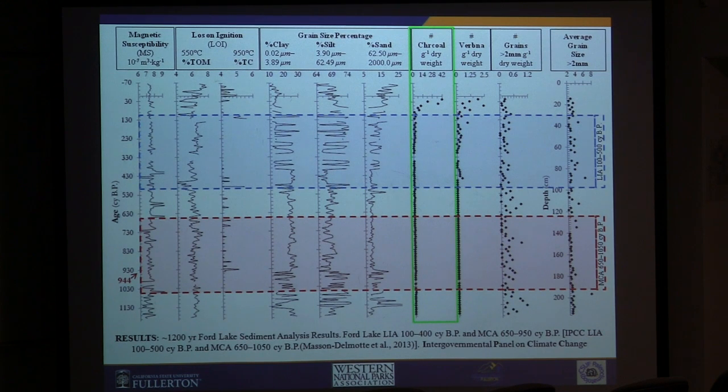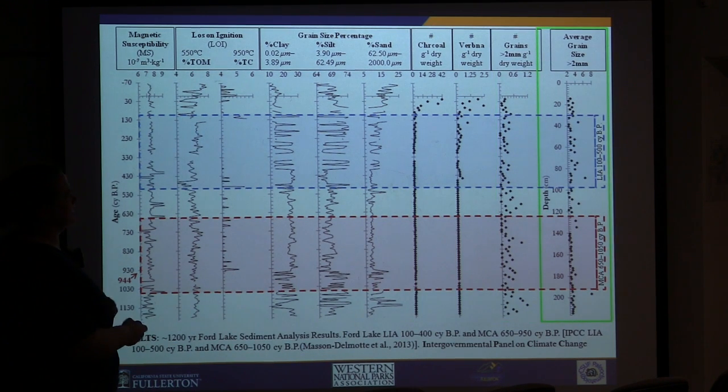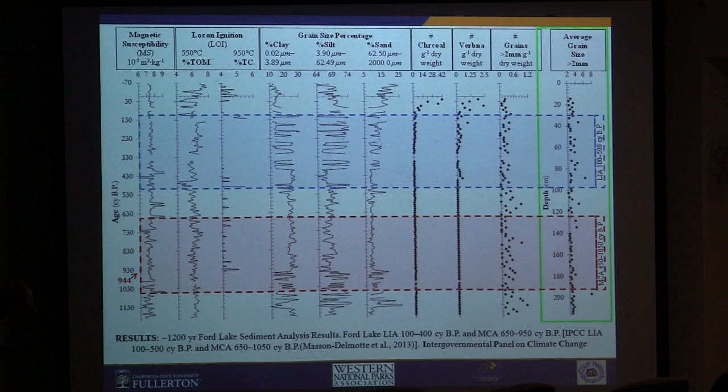Charcoal is basically flatlined from the bottom of the core all the way up until we hit about the end of the LAA, and then it increases exponentially towards the present. The Bruvbina is pretty much doing the same, except I believe it goes back maybe about 300 years instead of 100 like the charcoal. And our percent grains greater than 2 millimeters, and our average grain sizes are fluctuating quite a bit. We've got a lot of action going on down here throughout the core, and as well at this point here, we've got more going on, and then it starts to decrease slightly.